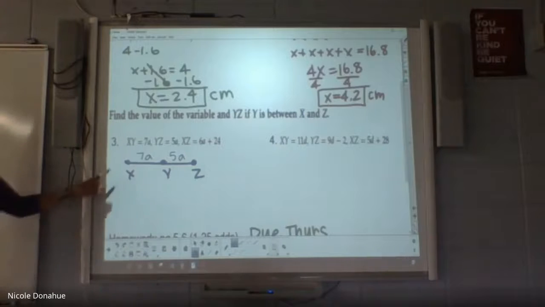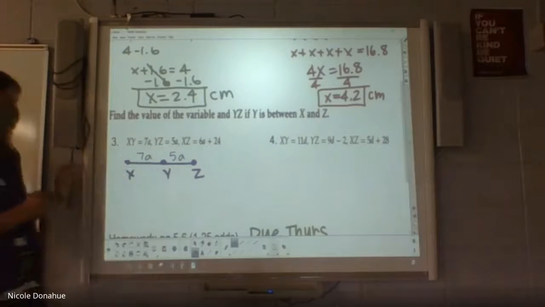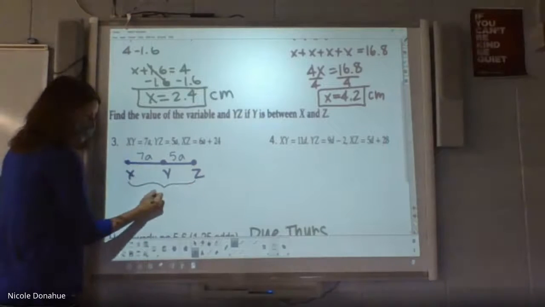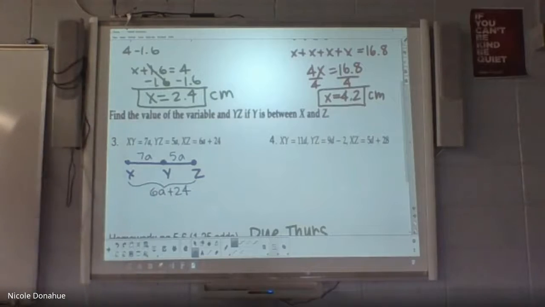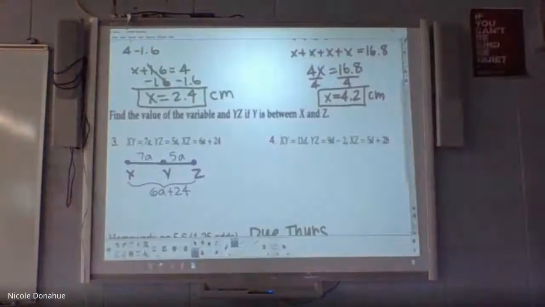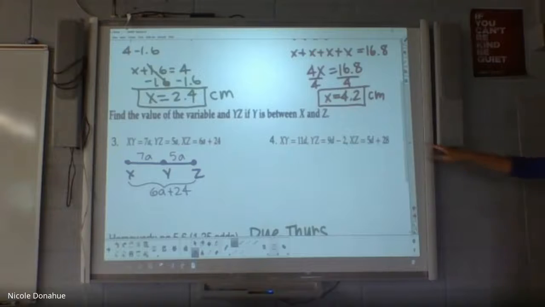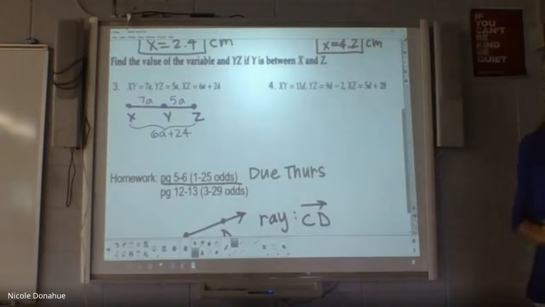But then they say that XZ is 6A plus 24. XZ is this whole thing. And again, this is why you're probably not going to have a ton of space, so I apologize. You might have to use the margin or something like that. They want us to find the value of the variable and also what YZ is. So any thoughts on how I can do this?